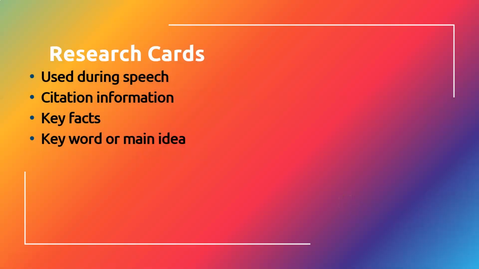Okay, so these research cards that you create, you can use them during your speech to make sure that you get facts and figures and dates and things correct. It should give you all the citation information that you need to create your works cited page. You've got your key facts, and it might include keywords or main ideas that you want to include. And again, you create these while you're doing your research. You use them to create your speech outline, and you may also use them to jog your memory when you're actually delivering your speech.